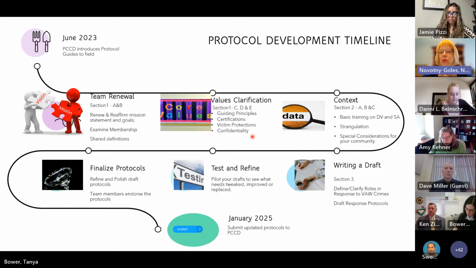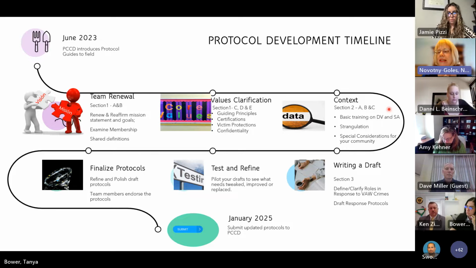Those are the things that we have to attest to the Office on Violence Against Women. There's certain practices and certain policies that we have to have in place in order to get the funding. Then taking a look at victim protections and the big issue of confidentiality among the different systems that are represented on the team. The third part is context. This is getting into section 2, A, B, and C.